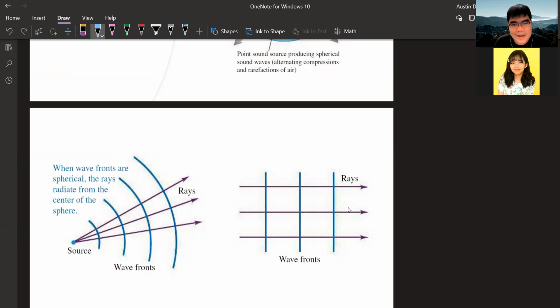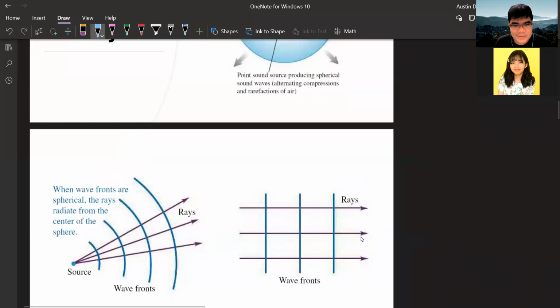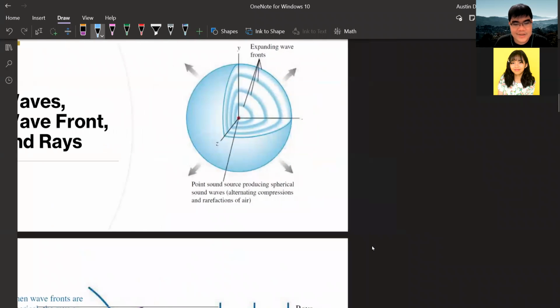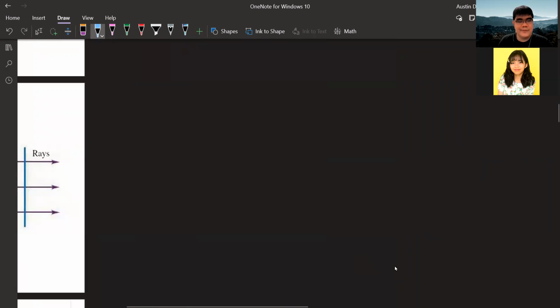Nangyayari yung parallel rays kapag malayo masyado yung light source mo. Katulad ng sun, kunyari yung sun, parallel rays na yung umaabot sa atin. Pag tumama sa'yo yung light rays niya, yung shadows mo pantay.